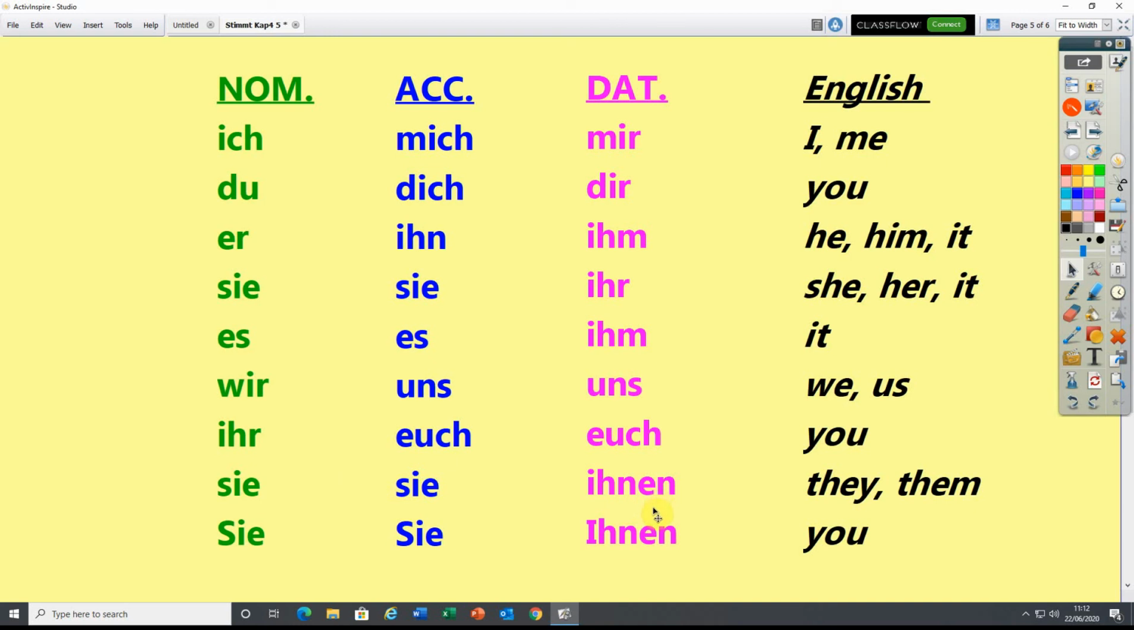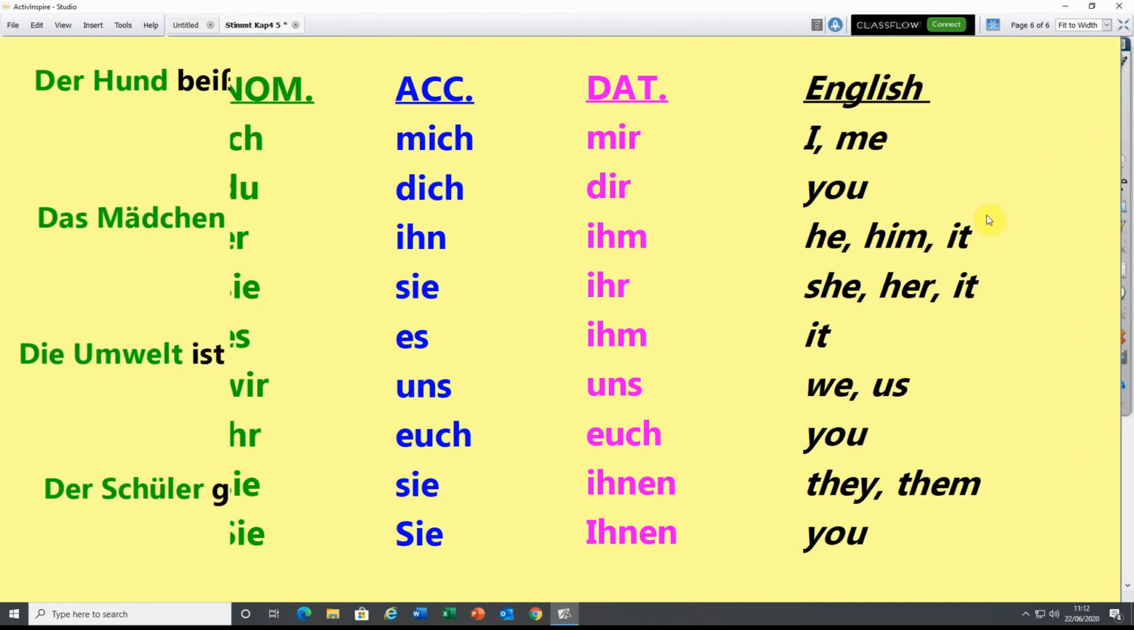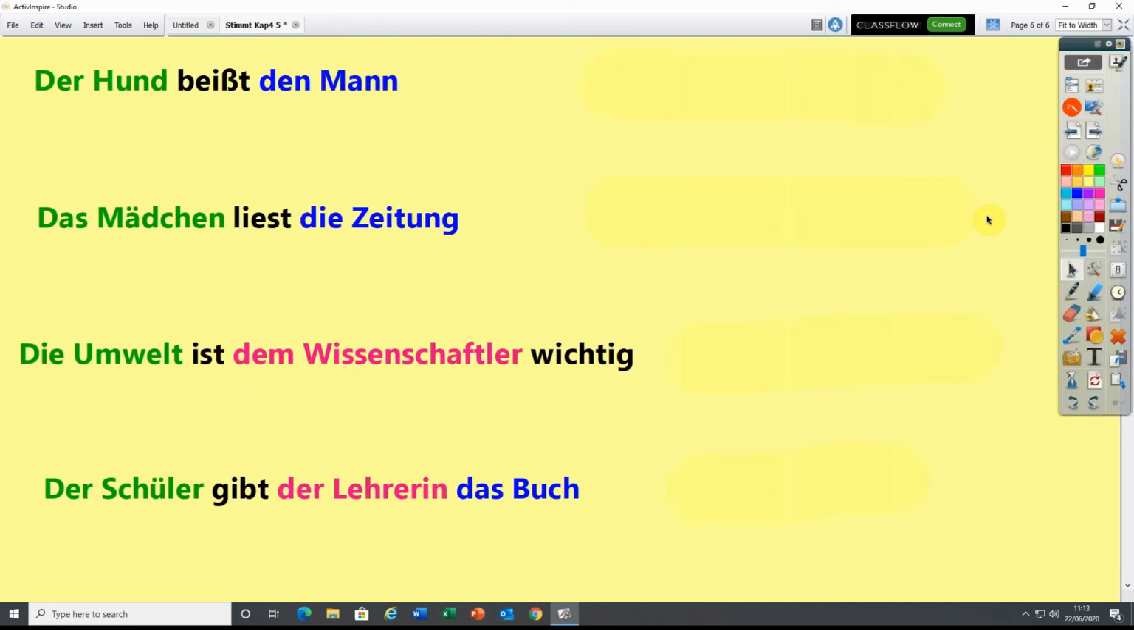I gave the book to them, ich habe ihnen das Buch gegeben. Okay, so those are the pronouns in the different cases, nominative, accusative, and dative. Let's see some examples of those. I'm going to use my previous example sentences to show you. So here are the four sentences I had before with the color coding to see which case is being used.